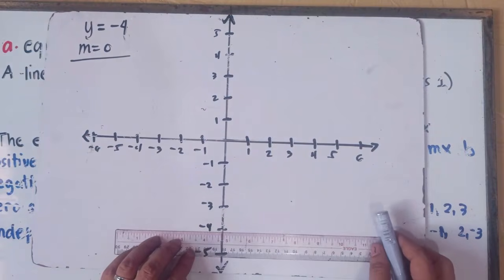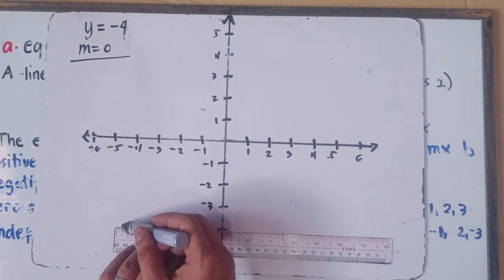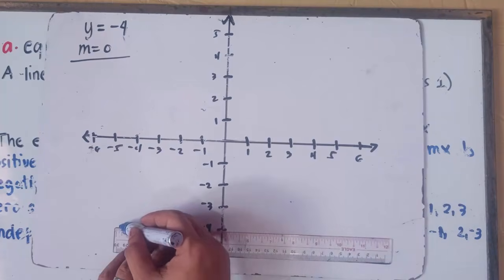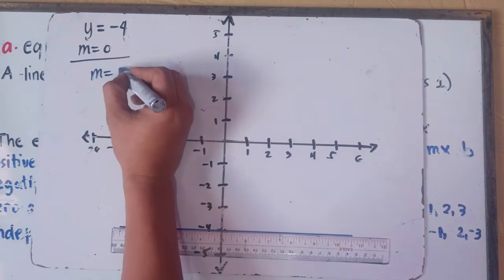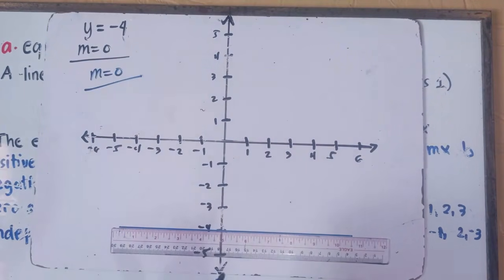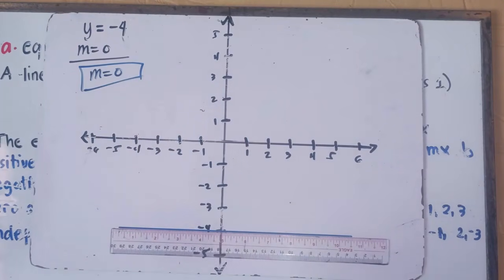That's correct. This is negative 4, right? Let me just grab this one, horizontal line, because your slope, class, is 0. Your slope is 0, and slope is the steepness of a line. Since your slope is 0, automatically, class, you have a horizontal line.